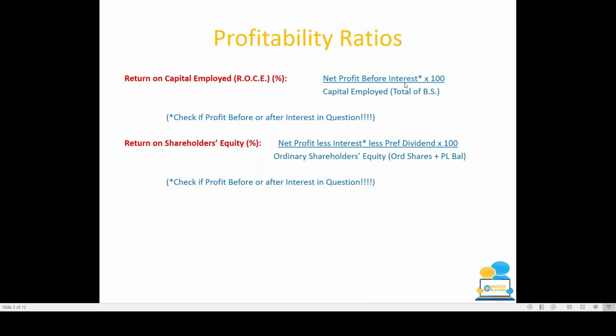So you always have to check, is the profit before or after interest? And usually it's after interest. So to get before interest, you add back the interest. We're going to put that over capital employed, which is just the total figure of our balance sheet, and multiply by 100 to get our answer as a percentage.